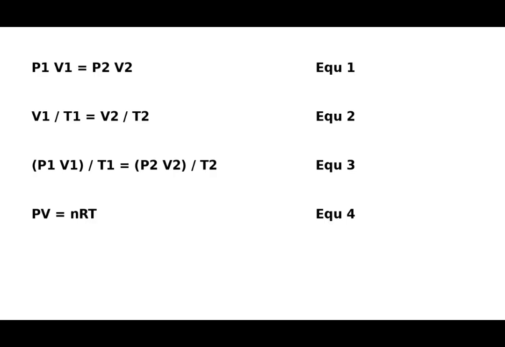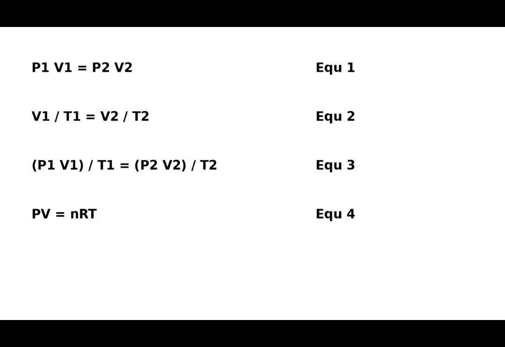The volume, V, of a fixed mass of gas is proportional to its temperature, T, at constant pressure, that is V equals kT, where k is the V and T constant, as shown in equation 2. 2.1. Ideal gas equation, general form.